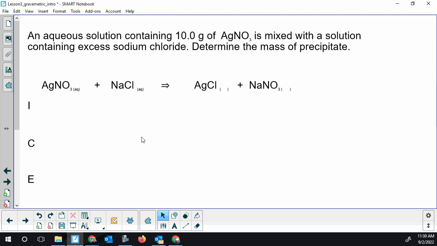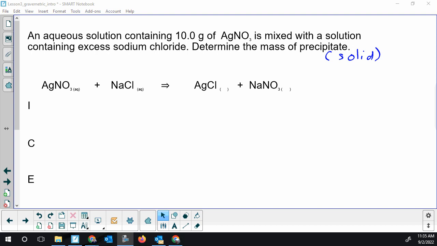You've got 2 things to do here. First, you've got to use your solubility skills and figure out, does silver chloride precipitate or does sodium nitrate precipitate? Once you figure that out, which you can do, you need to set up your ICE table and figure out the mass of which one's going to run out. So I will put the answer up after you've had time to work through this.